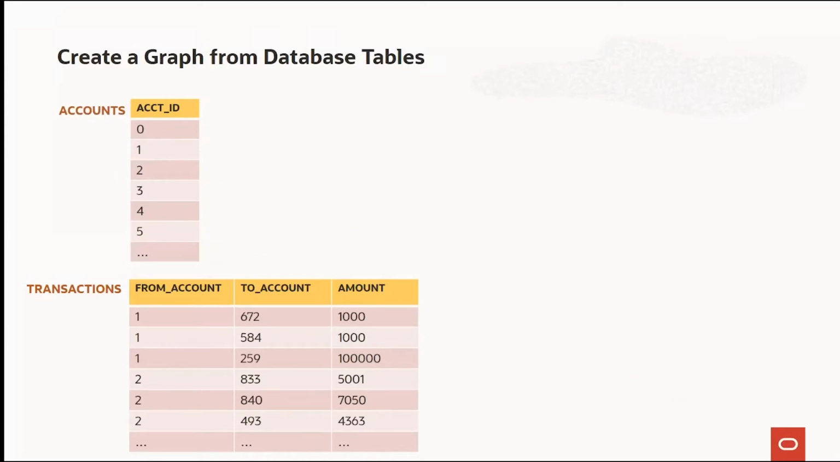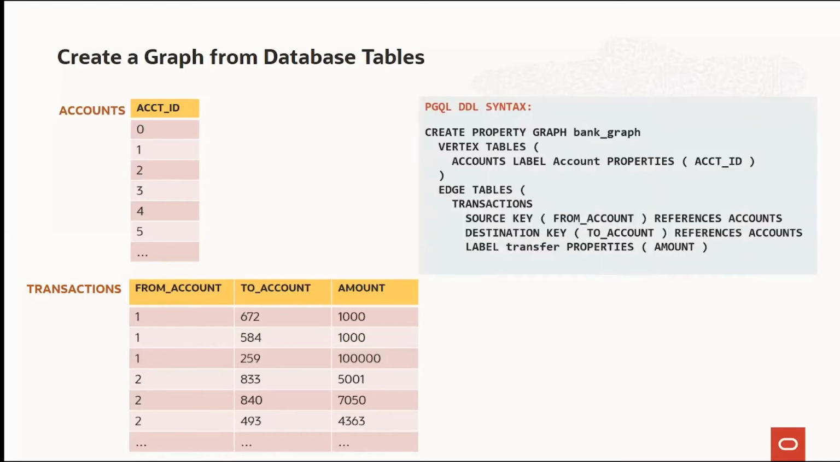So the data entities are the accounts, and the individual data entities in your data naturally become vertices in your graph. When you create the graph using the PGQL data definition language, DDL syntax, you can say create this graph, and this is my vertex table. By that I mean every row in this table becomes a vertex in the graph, and the column values can become properties of the graph if I specify that. So I'm saying the properties for these vertices are going to be the account ID.